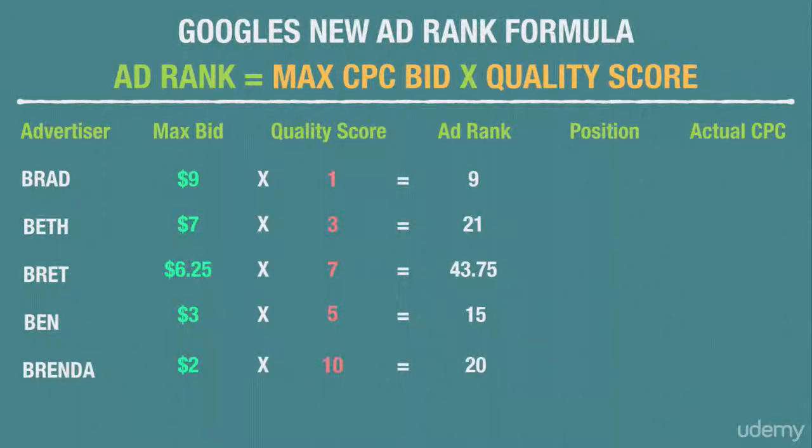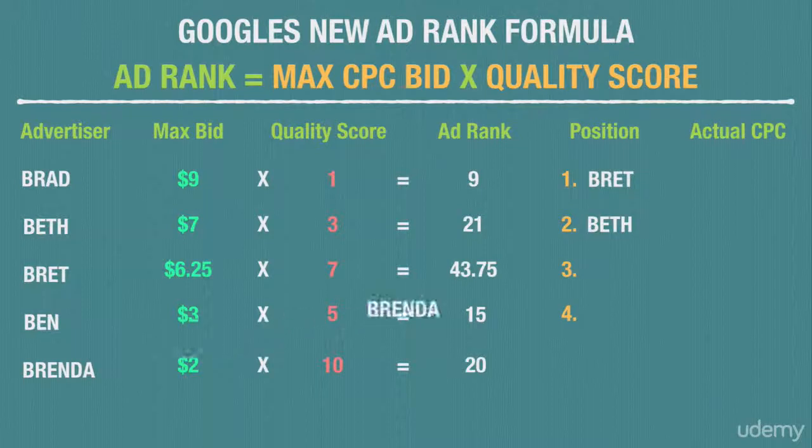Now that we've calculated the ad rank for each advertiser in the auction, we can determine their positions on the search results page. Remember, in our example here, there are only 4 available ad slots. So Brett wins the coveted top spot on the page, even though there were 2 advertisers in the auction willing to pay more than him for a click. Since he was serving a higher quality ad, he was able to take the first spot with his 7 quality score. Beth takes the second spot on the page, beating other high quality ads like Ben and Brenda, since she was willing to pay substantially more for a click.